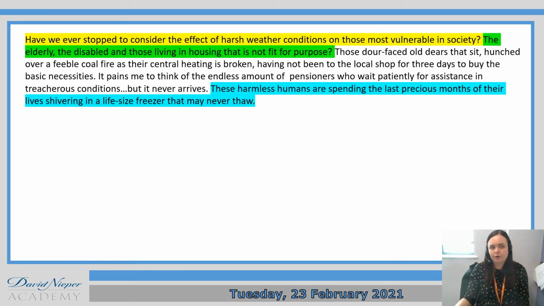This is my fourth paragraph. Have we ever stopped to consider the effect of harsh weather conditions on those most vulnerable in society? Rhetorical question. The elderly, the disabled, and those living in housing that is not fit for purpose? Rhetorical question. Those dour-faced old dears that sit hunched over a feeble coal fire as their central heating is broken, having not been to the local shops for 3 days to buy the basic necessities. It pains me to think of the endless amount of pensioners who wait patiently for assistance in our treacherous conditions, but it never arrives. These harmless humans are spending the last precious months of their lives shivering in a life-size freezer that may never thaw.